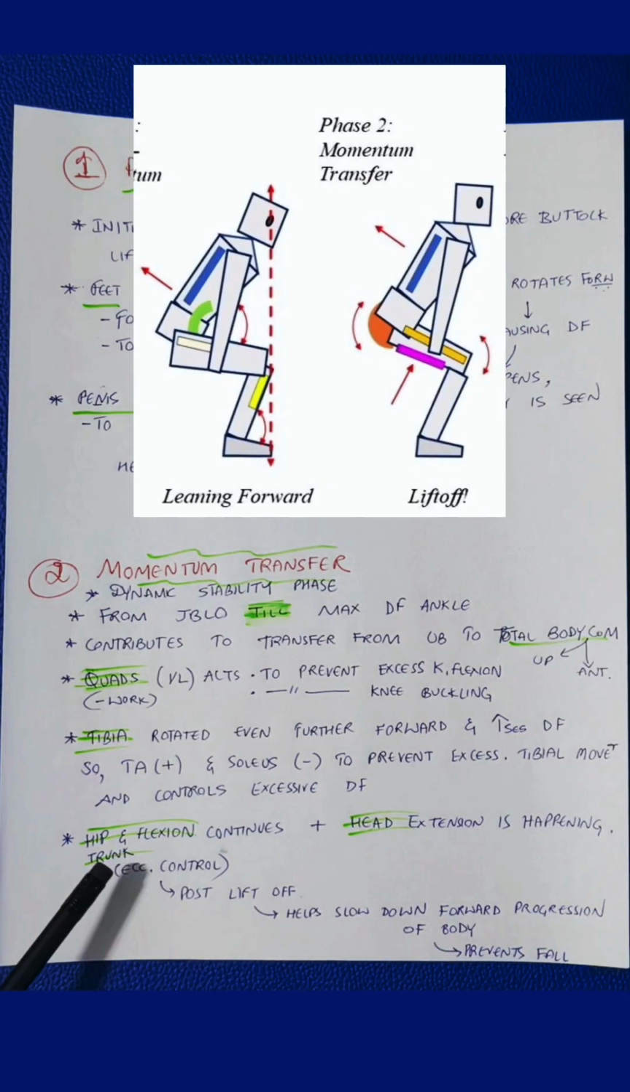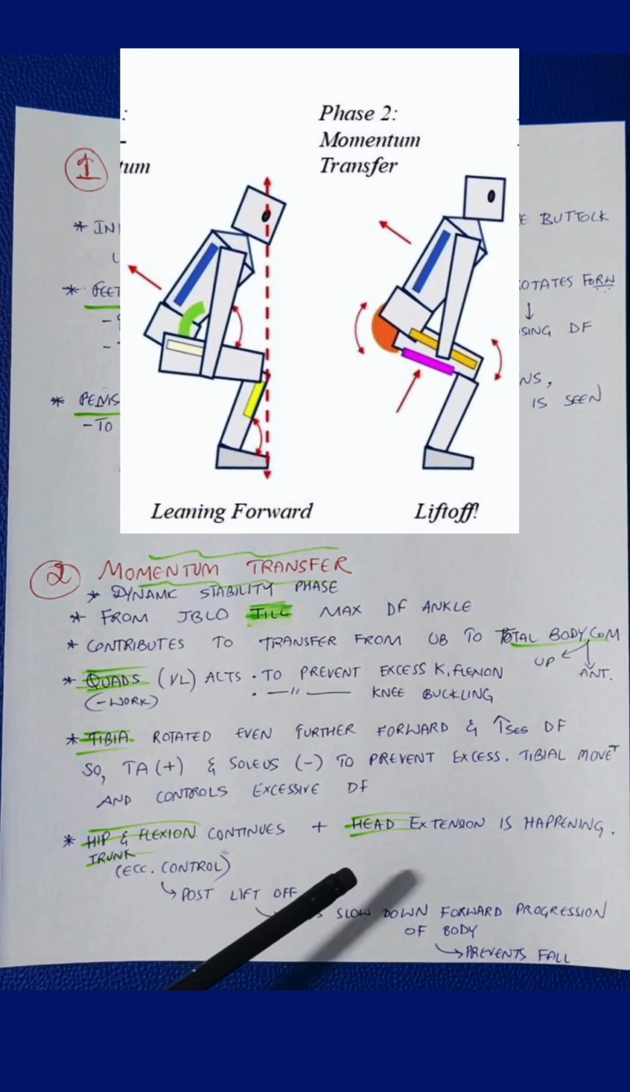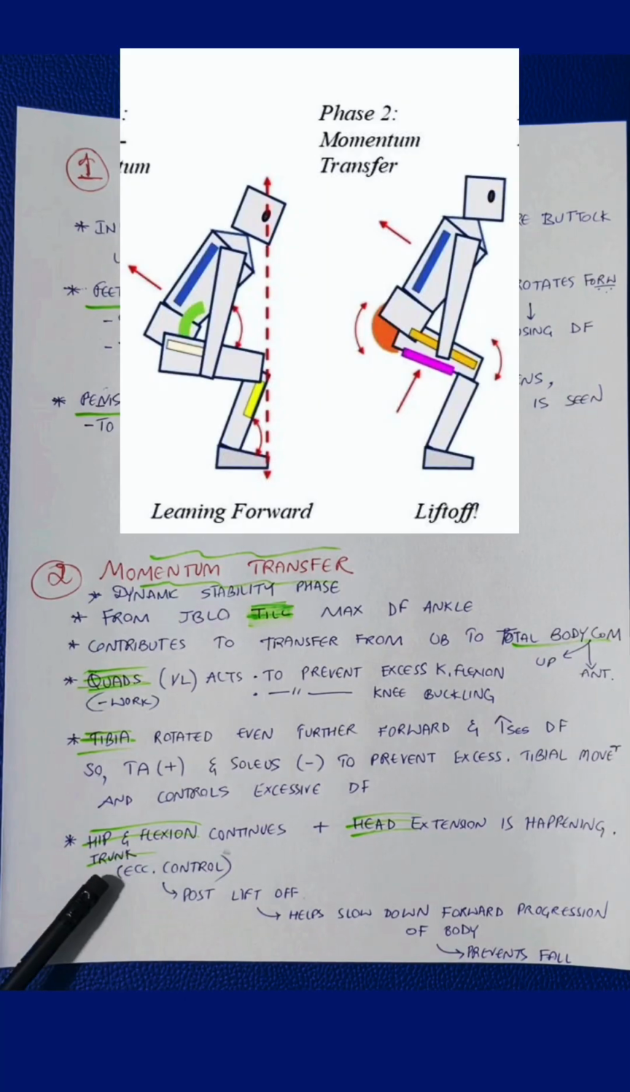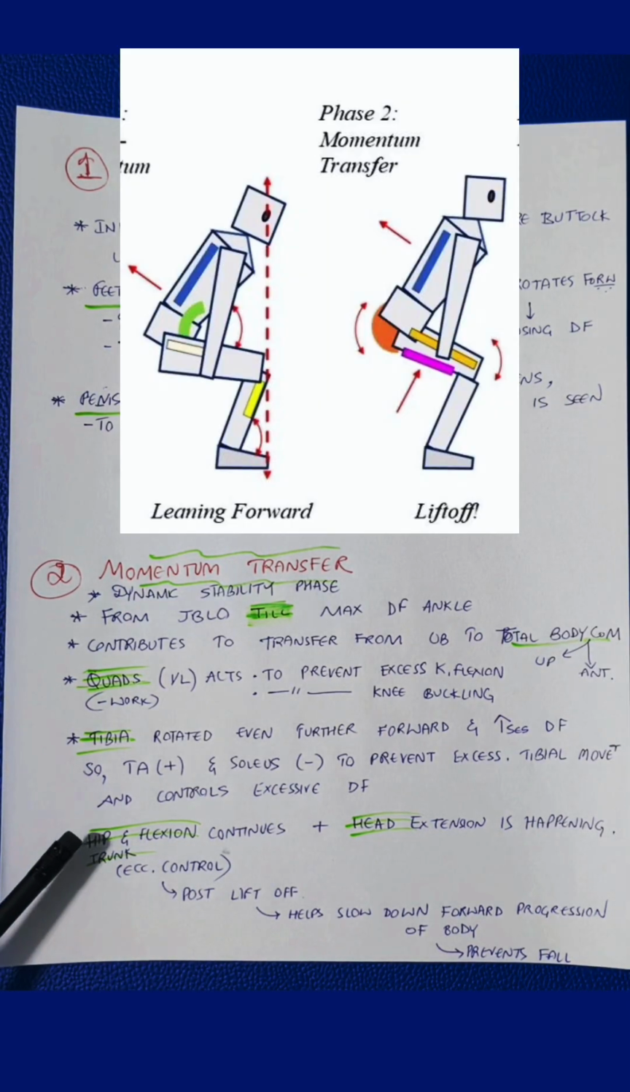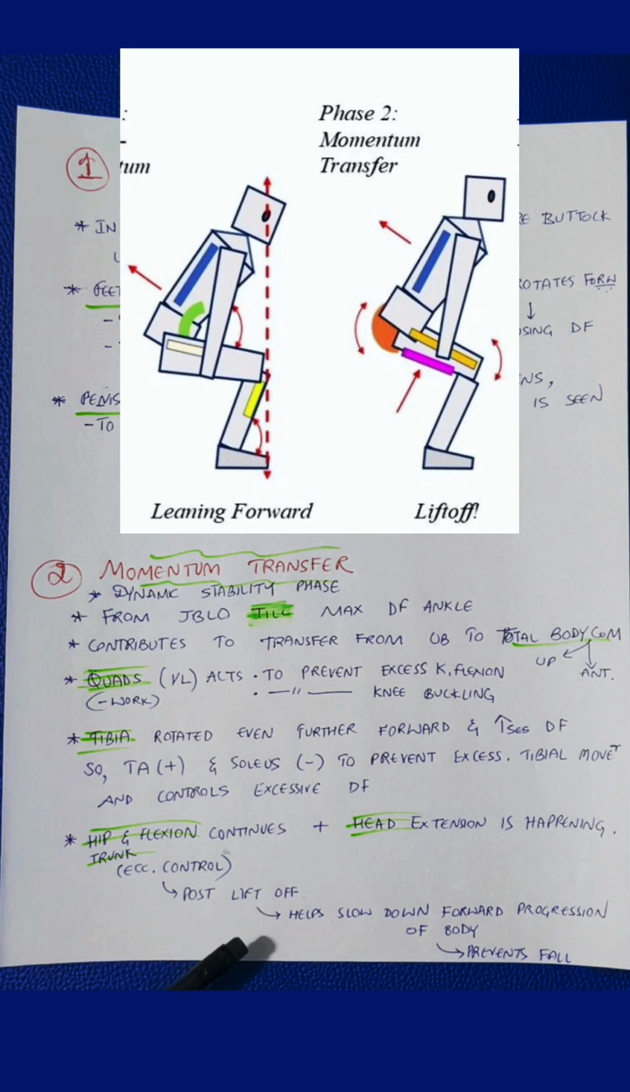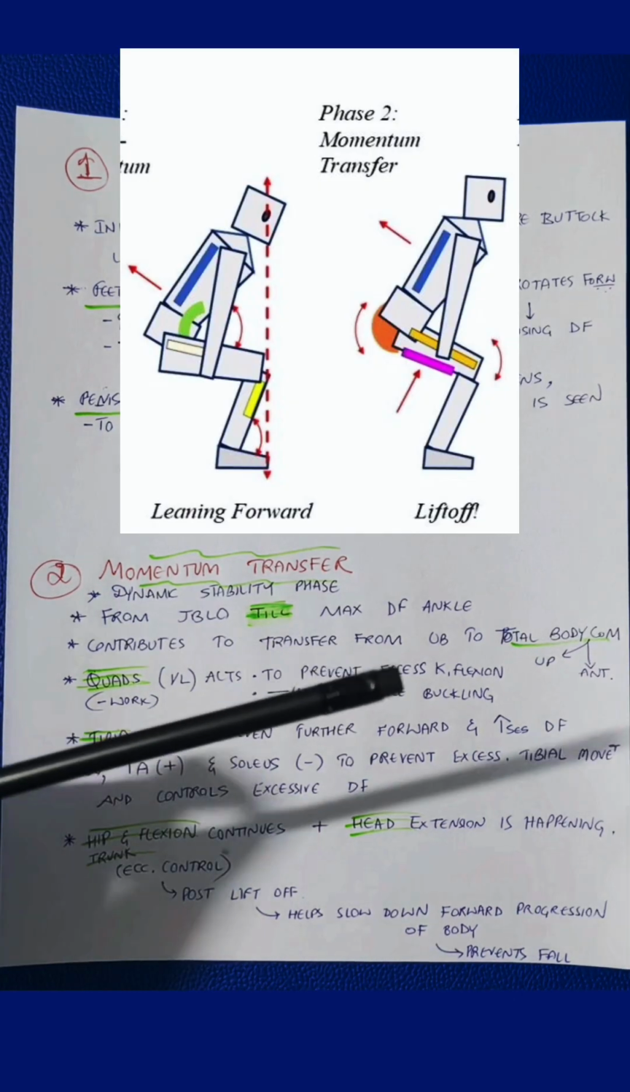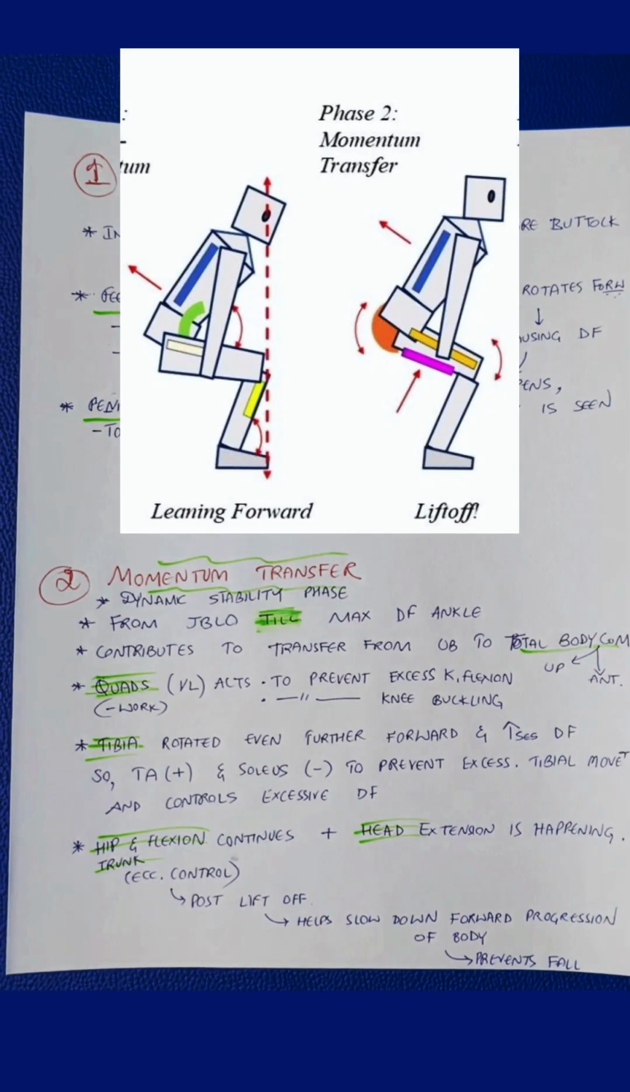Now hip and trunk flexion also continues and head extension is happening. Here eccentric control from the trunk and the hip is seen post lift off. That helps slow down the forward progression of the body, preventing a fall.